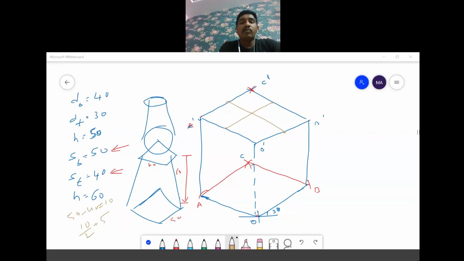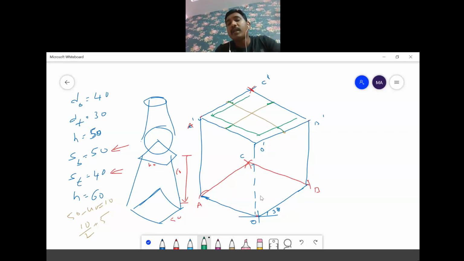So what I am doing is I'm marking 5 mm here, 5 mm here, 5 mm here, and 5 mm here. Is it clear? I'm marking 5 mm on each side. Then I am drawing parallel lines to these sides. I am drawing a parallel line here, here, and here.